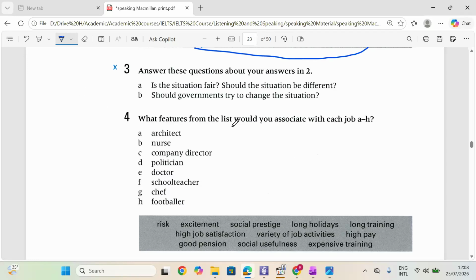Which features from the list below, that's the list: risk, excitement, social prestige, long holidays, long training, high job satisfaction, variety of job activities, high pay, good pension, social usefulness, expensive training. Which features from this list?